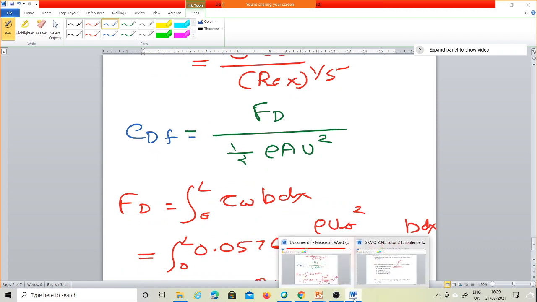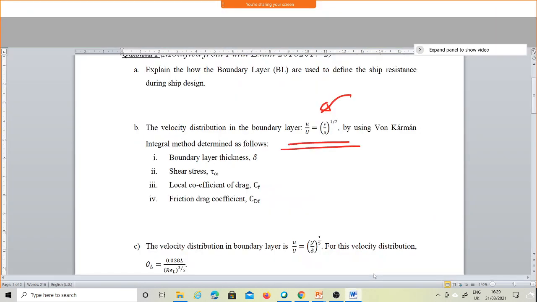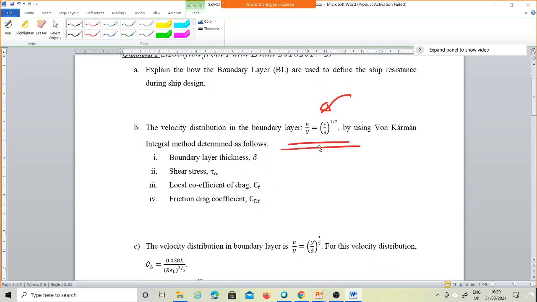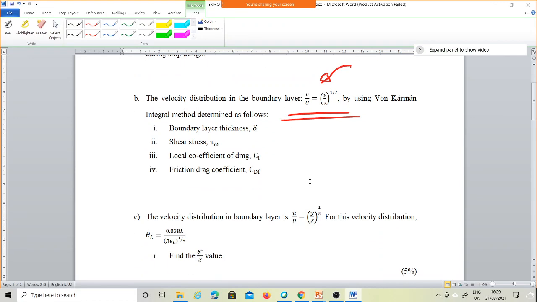So try to practice these kinds of problems with different expressions. You can see the tutorial already in the slides, so you can practice those things.